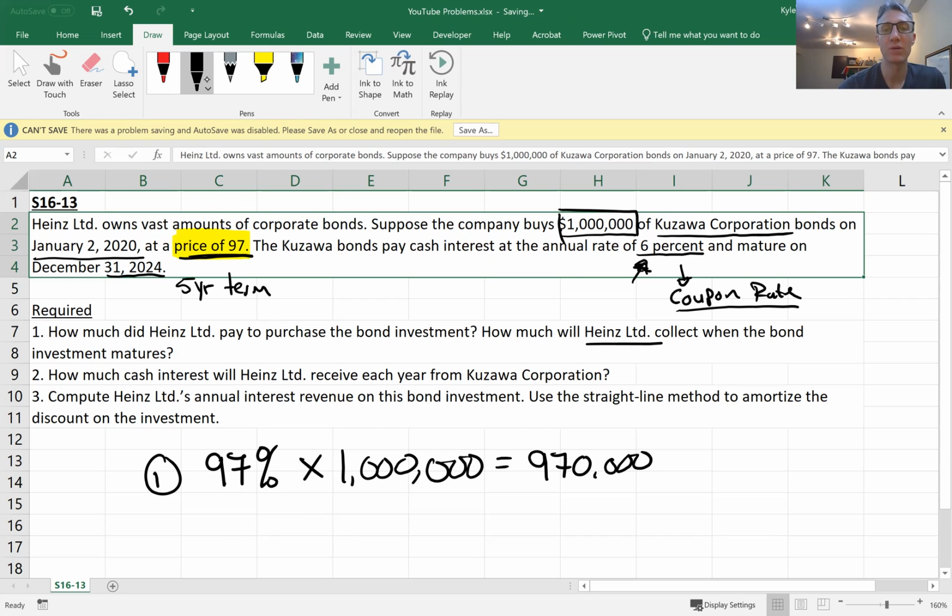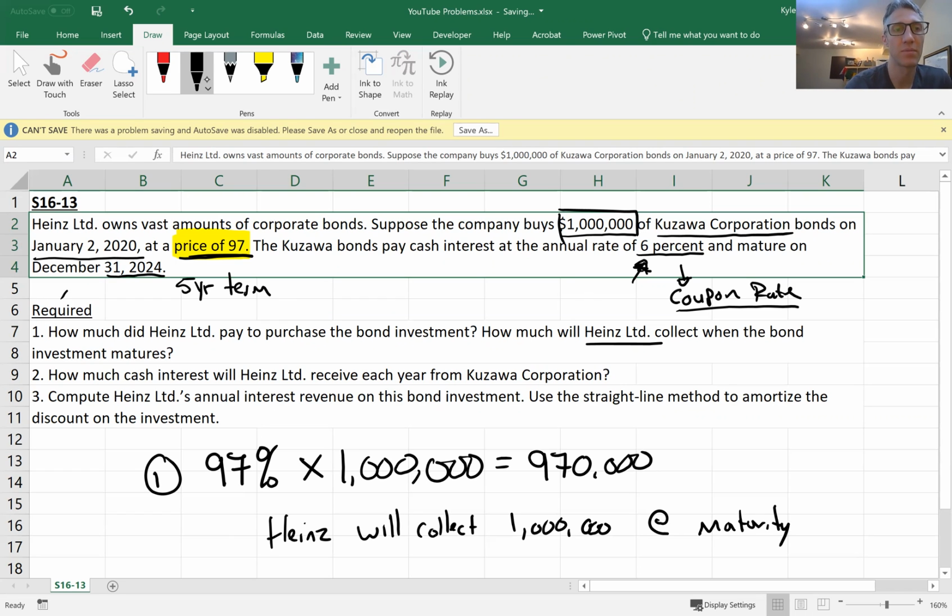How much will Heinz collect when the bond matures? The maturity value of the bond is always going to be the face value. So Heinz will collect $1 million at maturity, which is on December 31st, 2024. Okay, so this is requirement number 1.